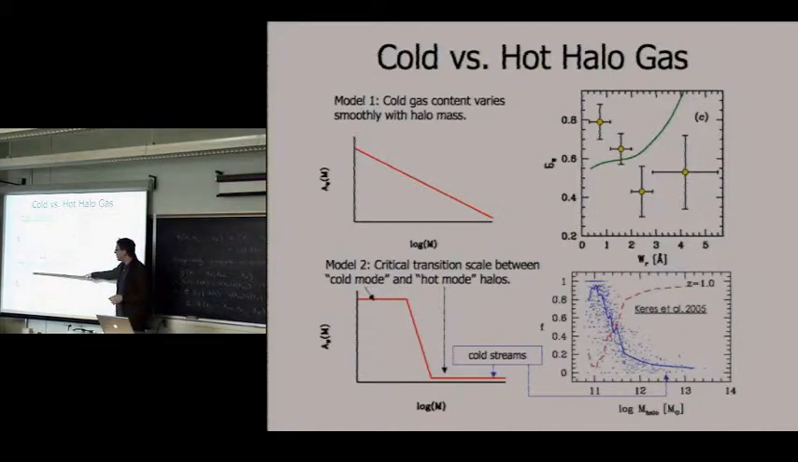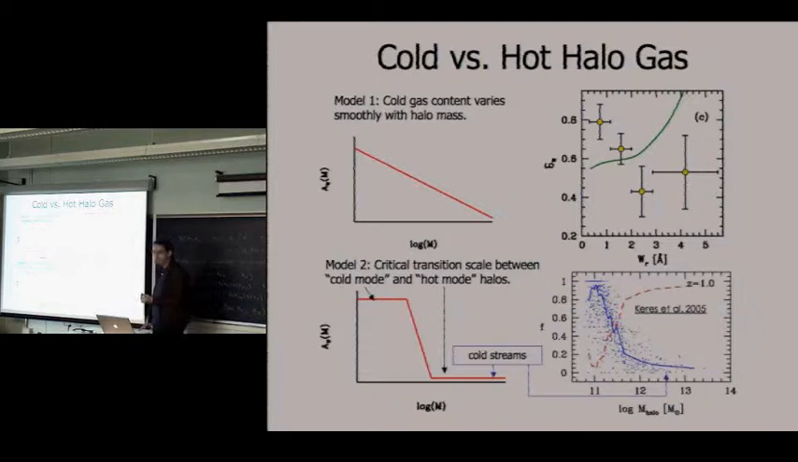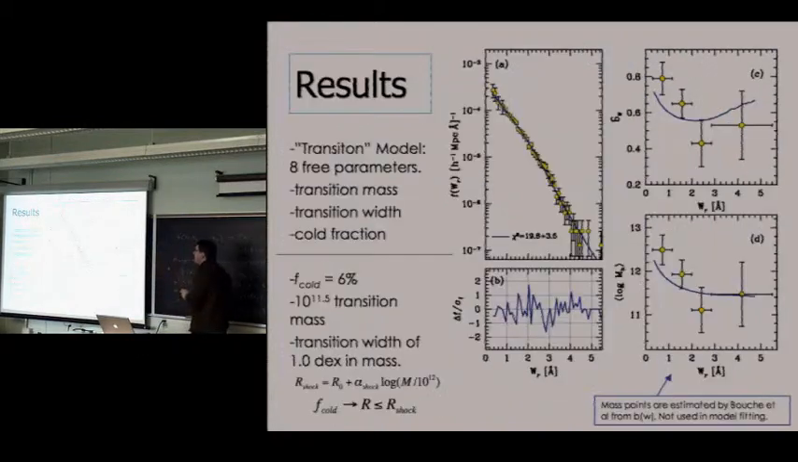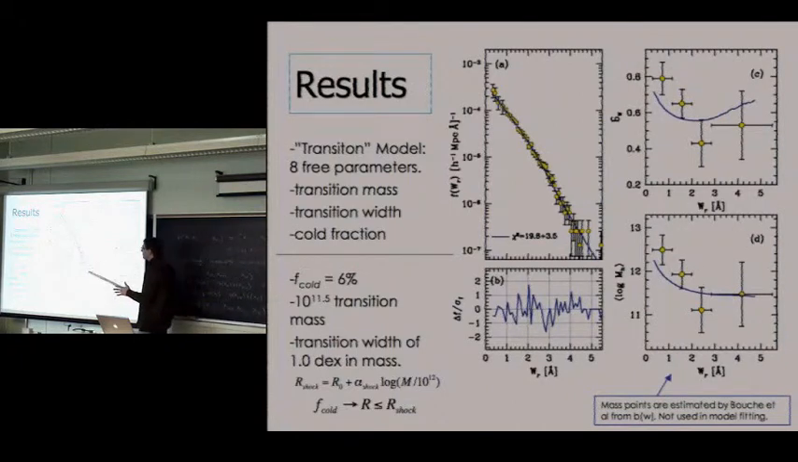So we parameterize it by saying you've got this cold mode, and then suddenly you've got this critical transition where now you have shock heating, but there's still some cold, some small amount of cold gas even in the hot mode halos. And here's the best fit model with this sort of parameterization.